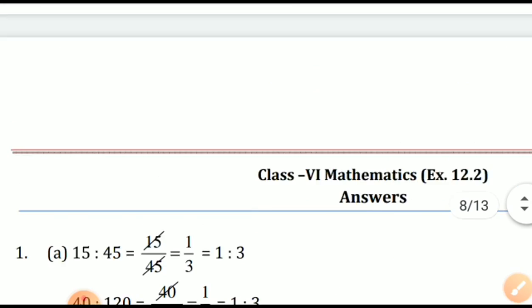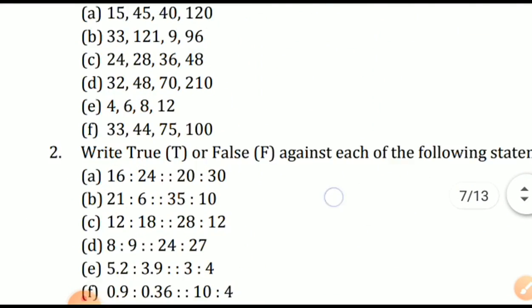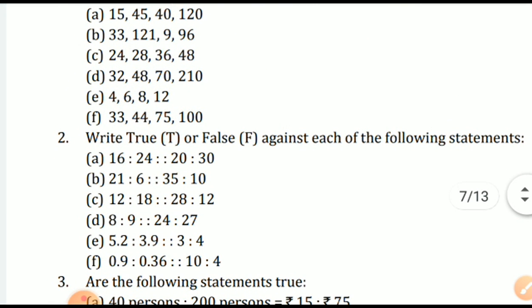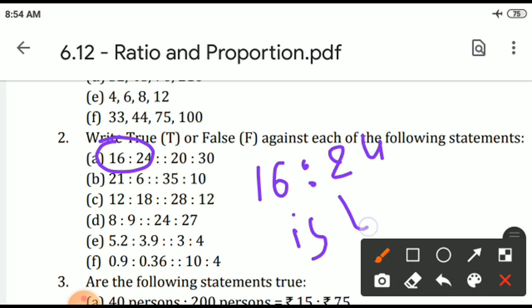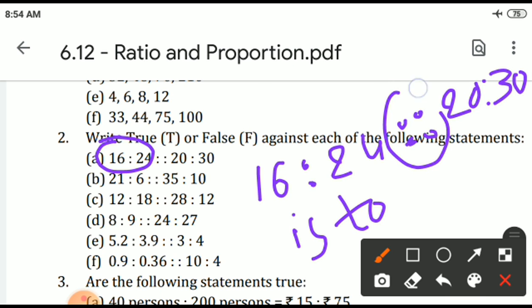Now look at the next question, question 2. What is the next question beta here? Question number 2 is on your screen. Write true or false against each of the following statements. There are again A to F numbers written and then ratios. We know this is the ratio 16 is to 24. How to read this one? 16 is to 24 and again the four dots are there. That means in proportion with 20 is to 30. 20 is to 30 is in proportion. This is the proportion sign.